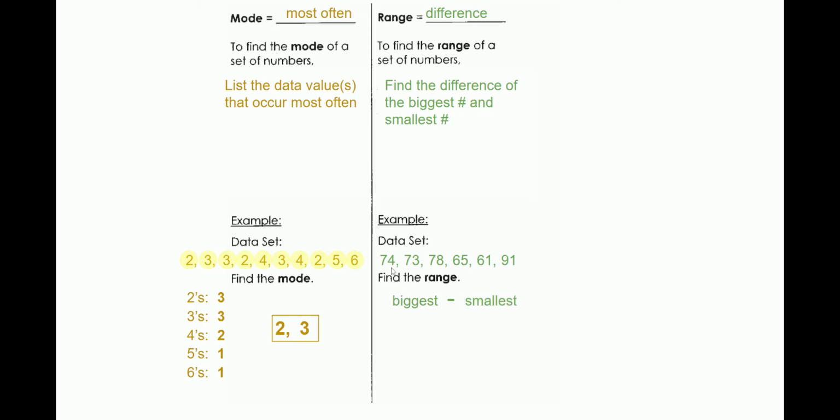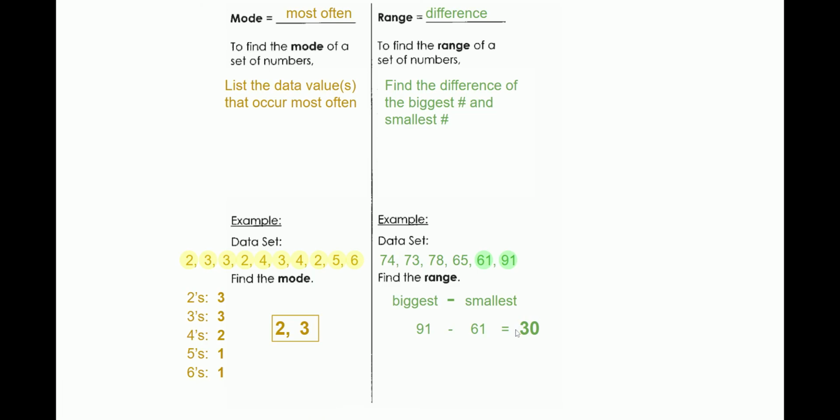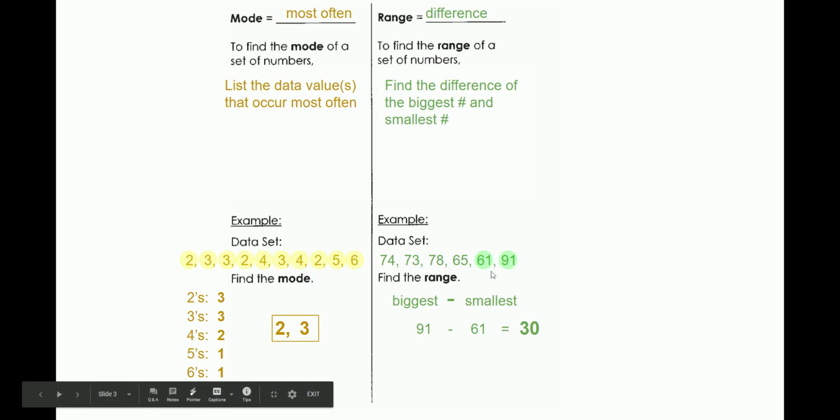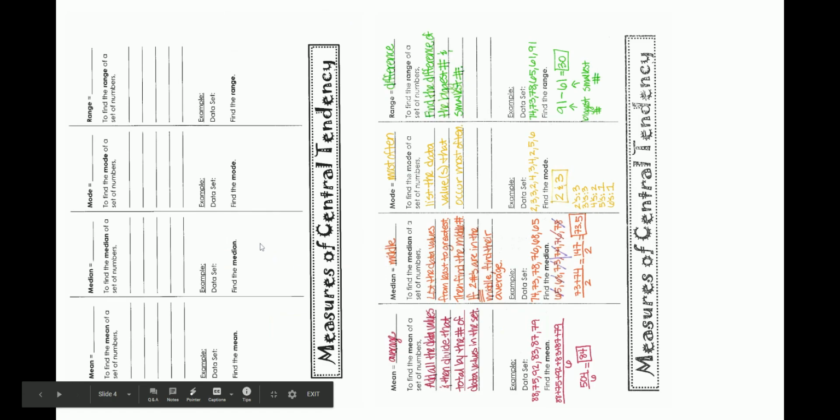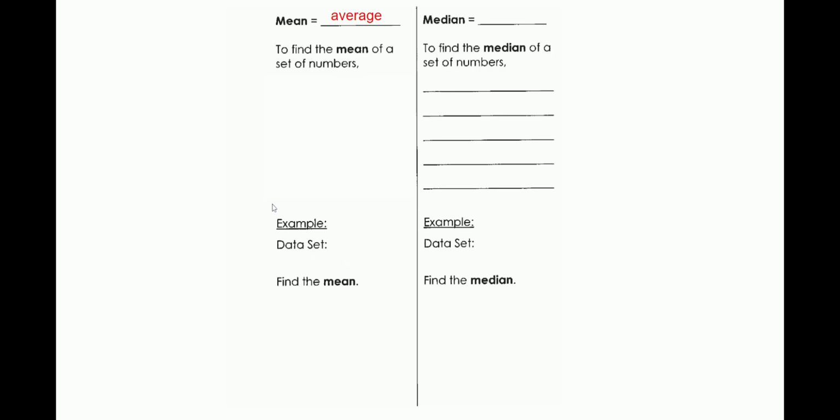Let's say the question is, how many tacos did you eat last month? The person who ate the most tacos, they ate 91 tacos. The person who ate the least amount of tacos last month ate 61. So what's the range of tacos? The range of tacos is 30. People ate between 61 and 91 tacos. The spread is 30, or the range is 30. So that's the answer. So now we know how to find mean, median, mode, and range.